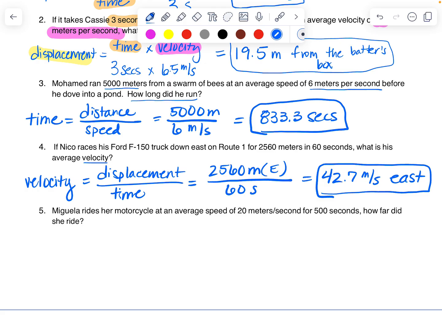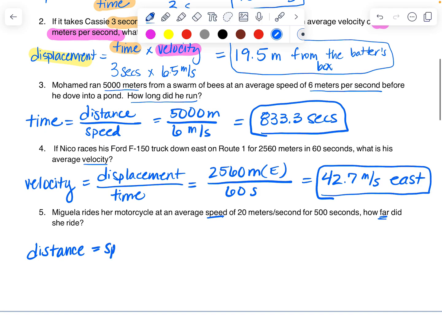Miguela rides her motorcycle at an average speed of 20 meters per second for 500 seconds. How far did she ride? So if we're looking for how far, so a distance, how do we know it's not displacement? Well, there's a keyword in there. They're saying speed and not velocity. So that's going to give us distance. That'll let us know that we're looking at distance and not displacement.